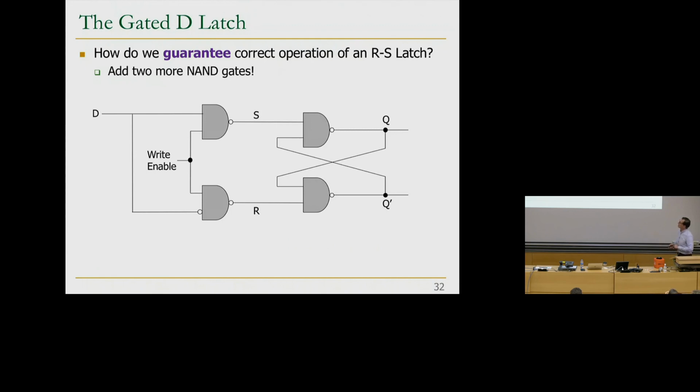Now, when the write enable signal is set to 1, this NAND gate's output is dependent only on D. That's true over here, and this is D bar, as you can see. When these are set to 1, you basically capture the value in Q. Let's take a look at why that happens. So this is 1, this is 1. This becomes D bar, and this becomes D bar bar. Make sense? That's the idea.